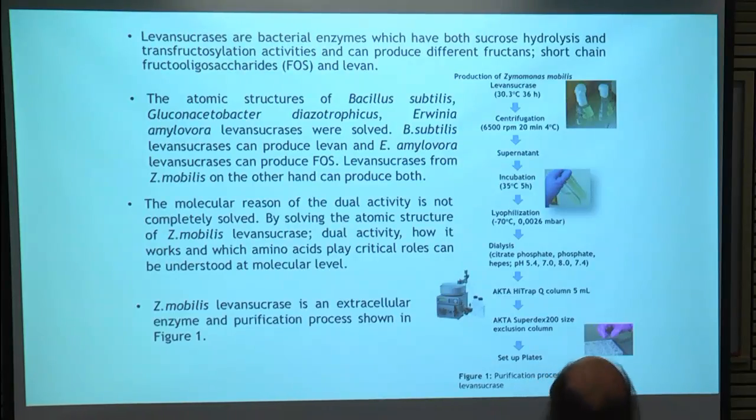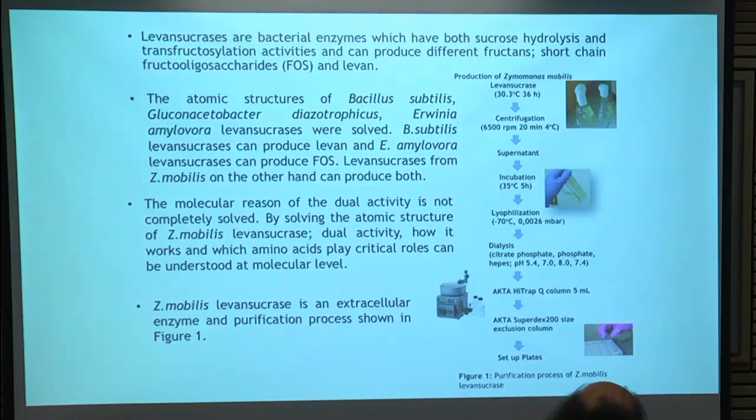By solving the atomic structure of it, we can understand the reason for the difference at the molecular level, and maybe we can control and change it, because this product, levan and fructooligosaccharides, is important in the food industry. I'm a food engineer, by the way. It's really important in the food industry. Then I managed to produce the wild type enzyme.